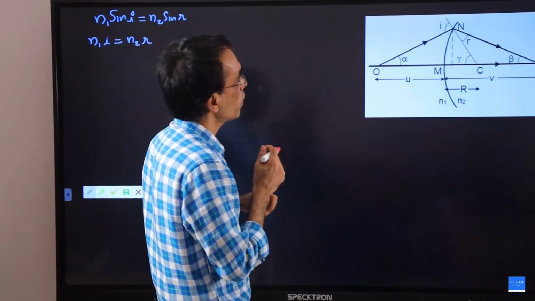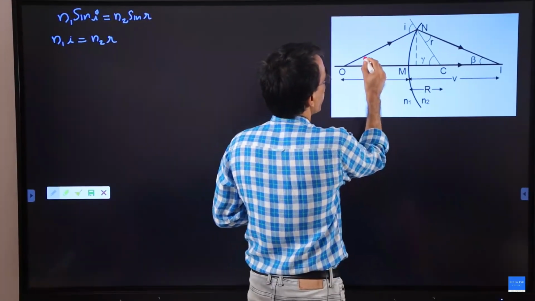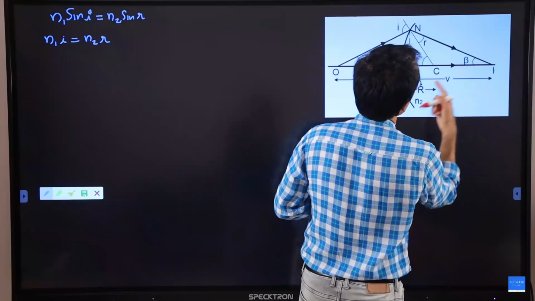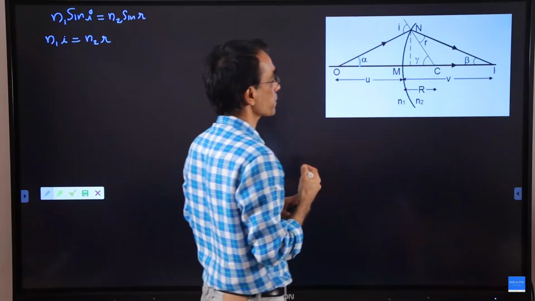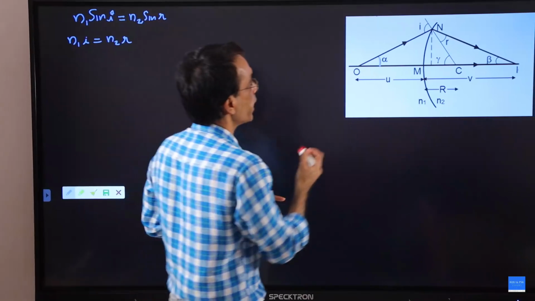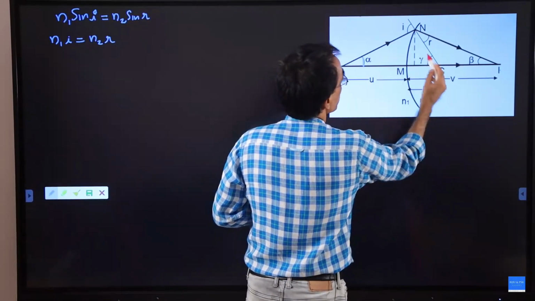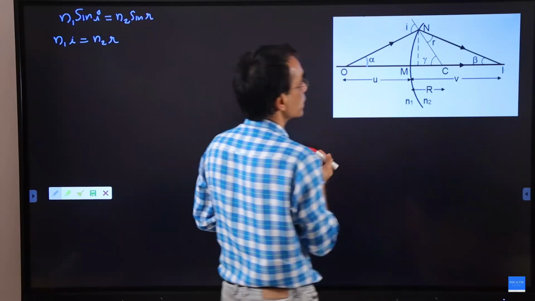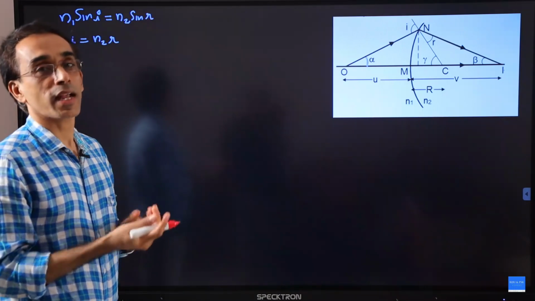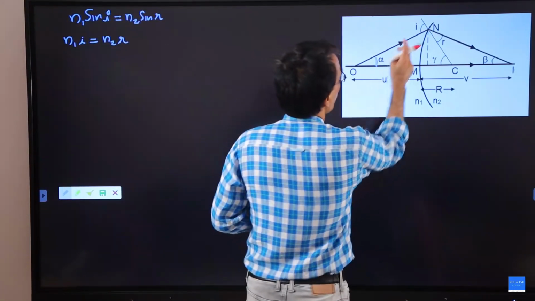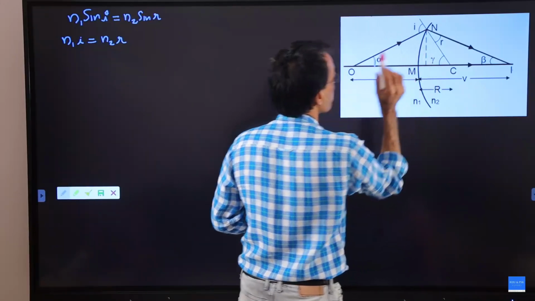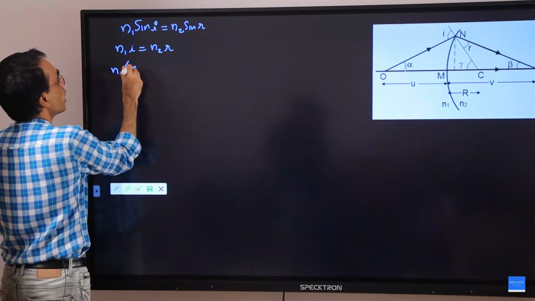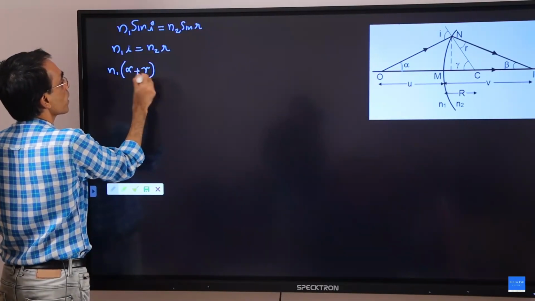Now, I have considered an angle alpha here, this angle alpha at the object, angle beta at the image, and angle gamma at the C. For this triangle NOC, see the triangle NOC, this is a normal. In this triangle NOC, I is the exterior angle. So I should be equal to alpha plus gamma. So I is equal to alpha plus gamma.